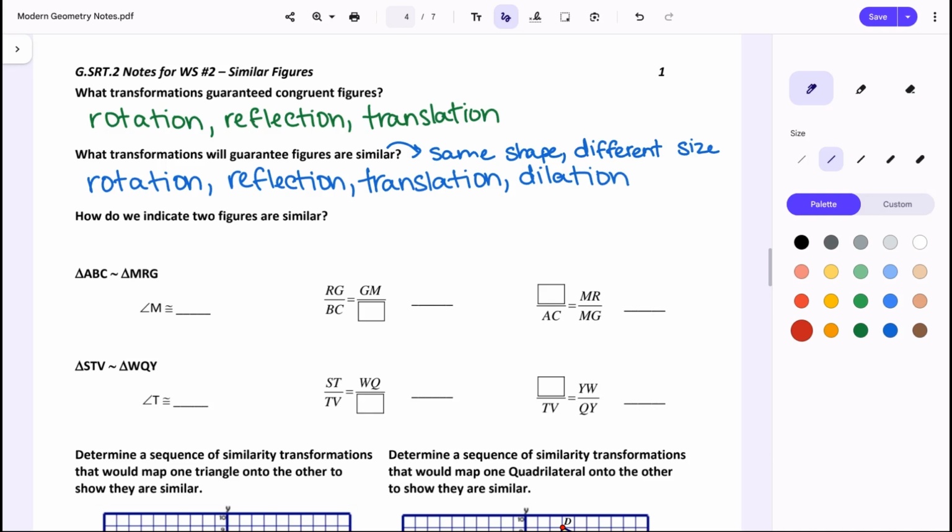So I'm going to write down here for how we indicate: all sides are changed proportionally. And in parentheses, I'm just going to write next to that, in all directions is what that means.